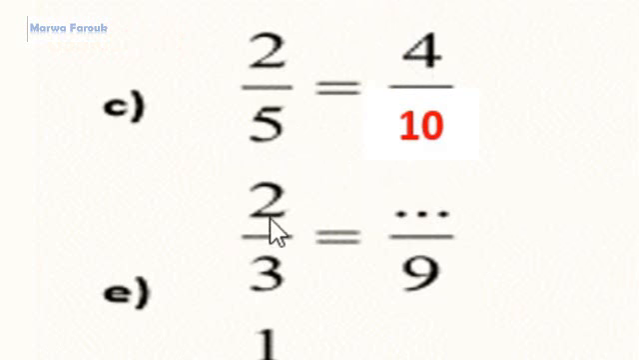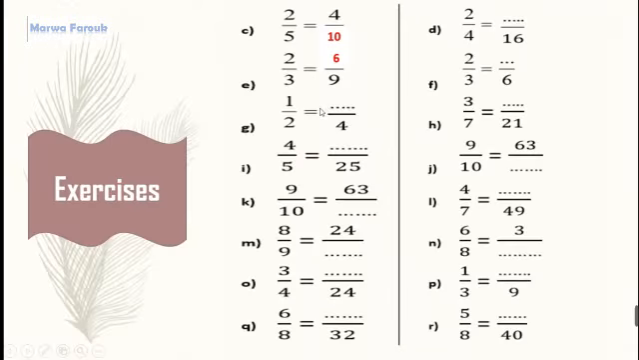Okay. The next one. Here we will look to the denominator first. Why? Because here we have two denominators and we don't have any numerator. 3 times what equal 9? 3 times 3. Excellent. So we will do the same to the top. So 2 times 3 will be 6.